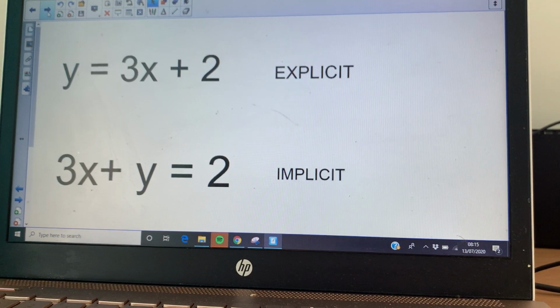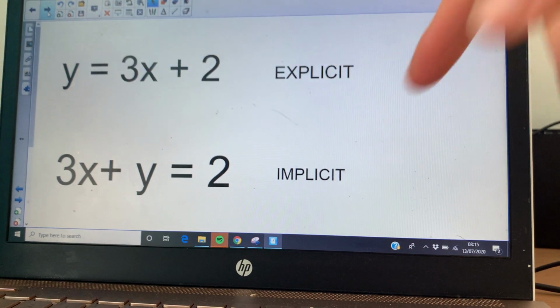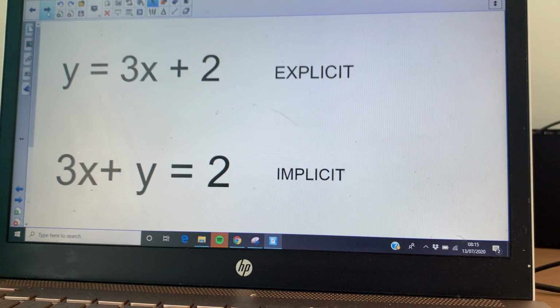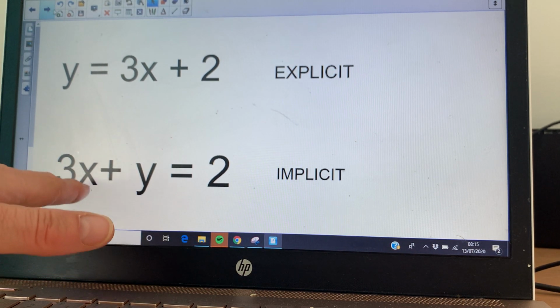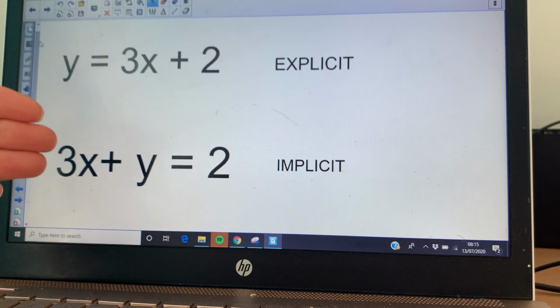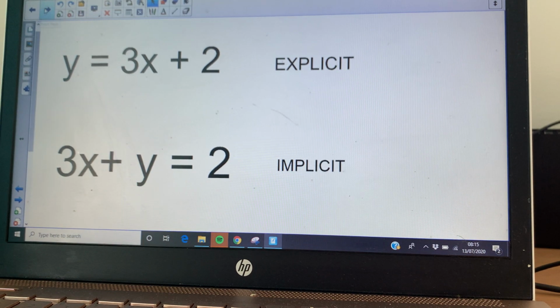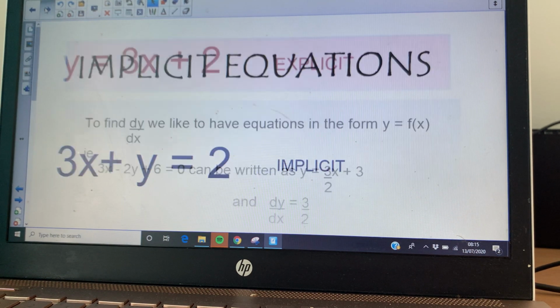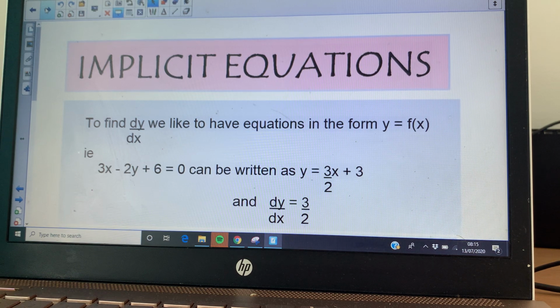Right, what we're looking at today is explicit and implicit equations. Here we have y equals 3x plus 2. Now that we would say is explicit, y is expressed explicitly here. However, here, 3x plus y equals 2, this is implicit, where you don't clearly have one variable as the subject. Of course, using your maths, you could change that, but sometimes you can't. So what we're going to look at today is differentiating some implicit equations.